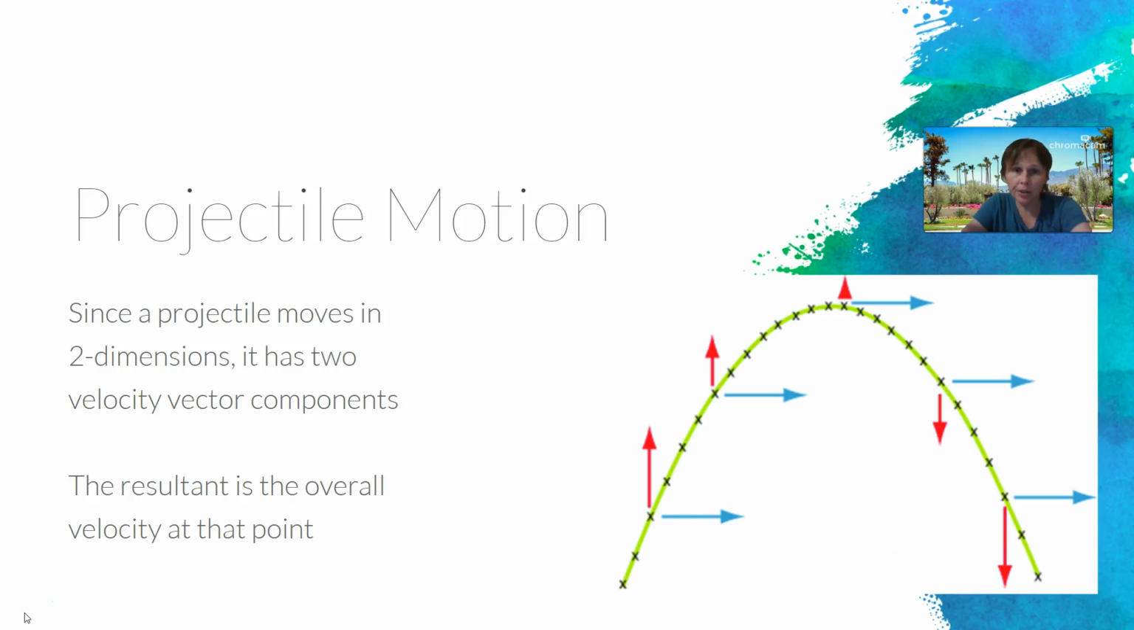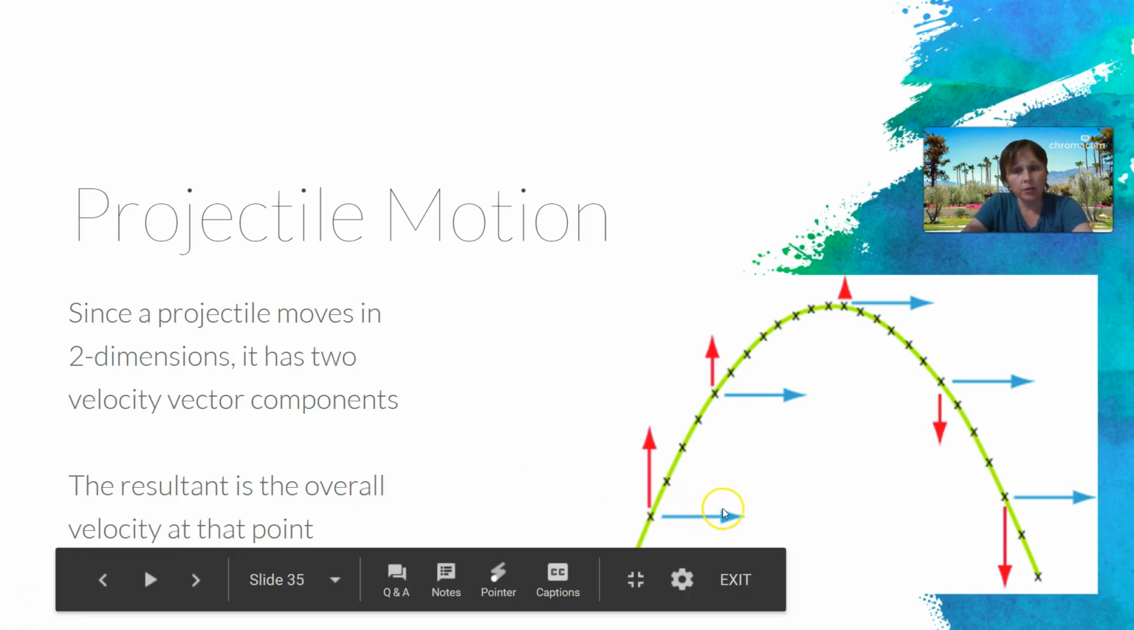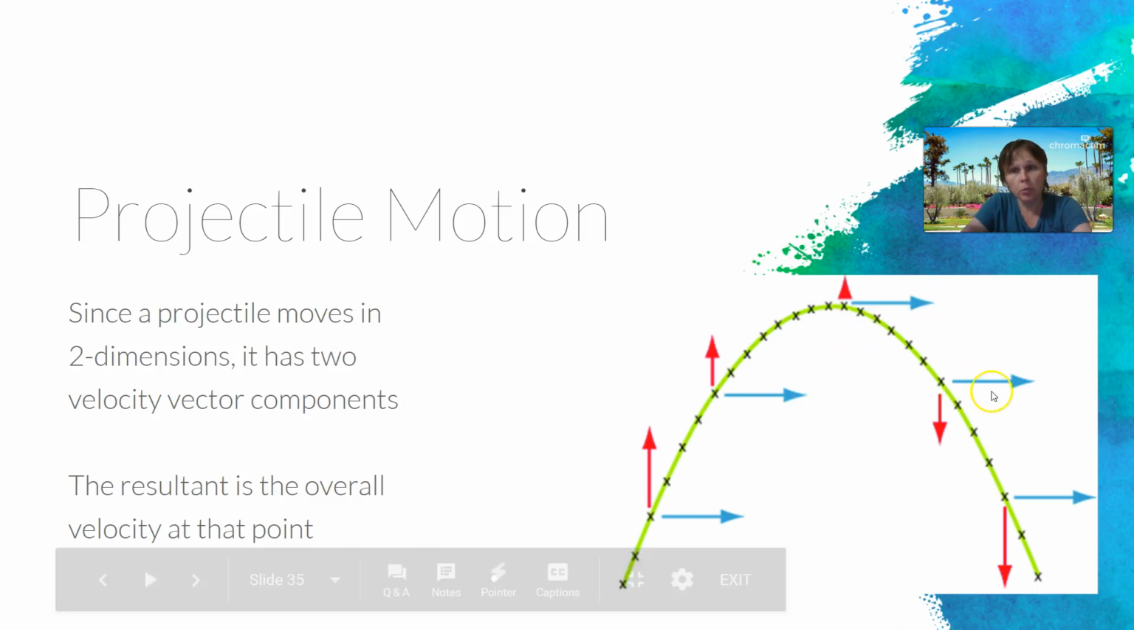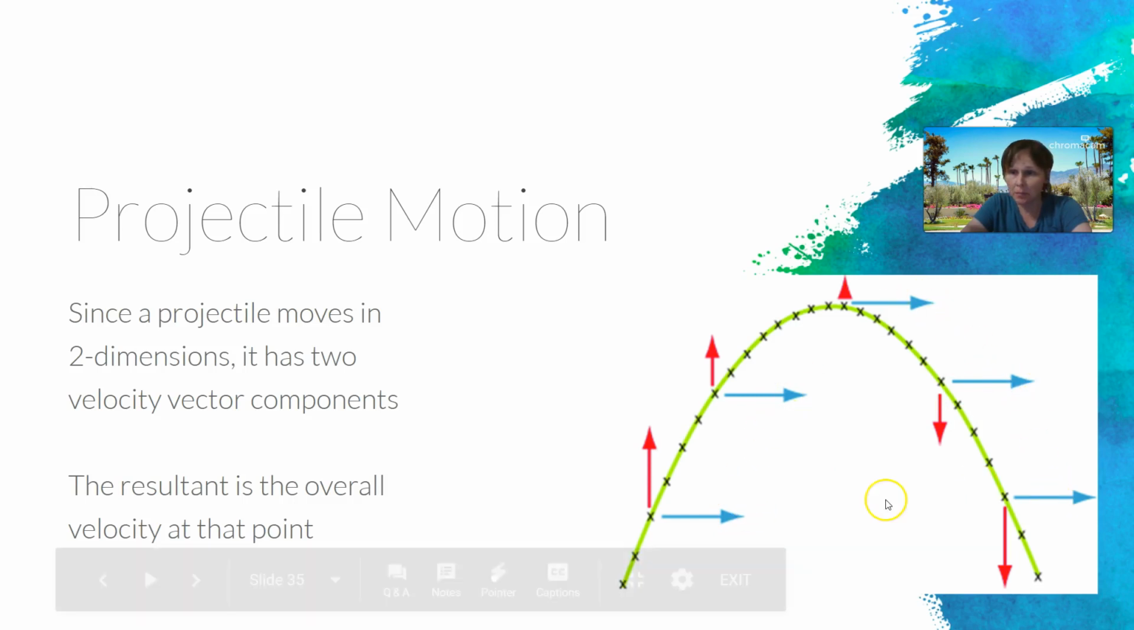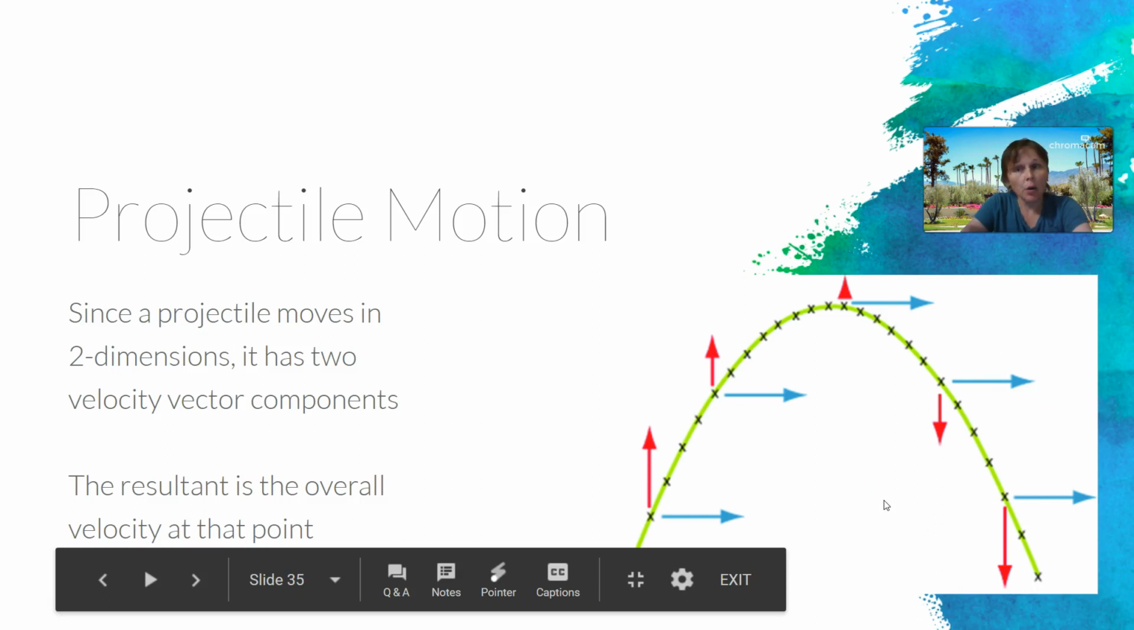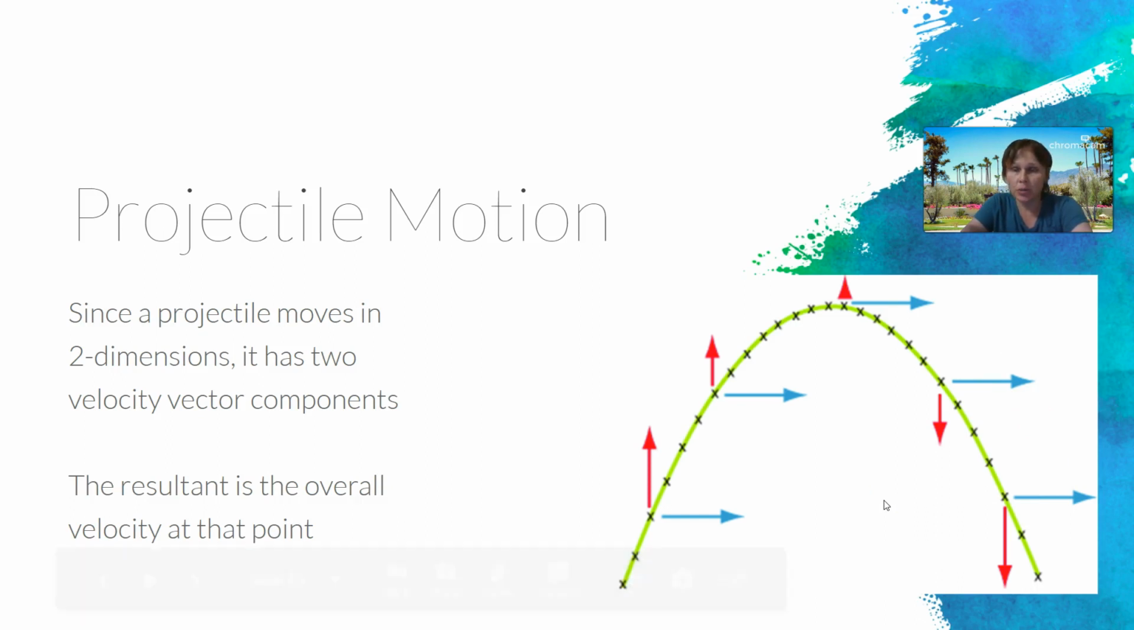Since a projectile moves in 2 dimensions, it has 2 velocity vector components. One is the horizontal velocity, which is shown here in blue color, and you can notice that the length of the blue vectors is the same, which means that the horizontal component of velocity does not change.